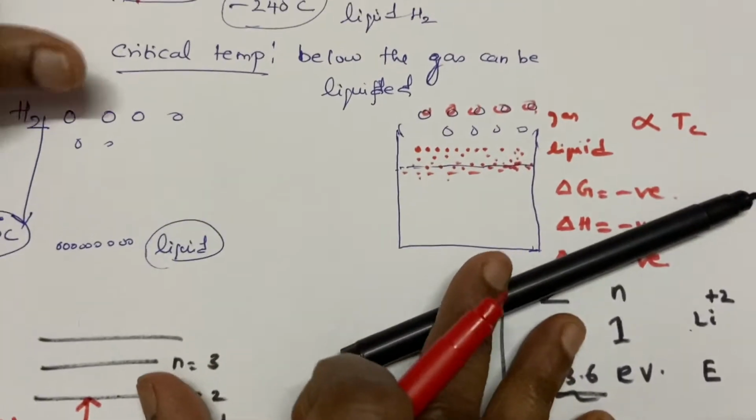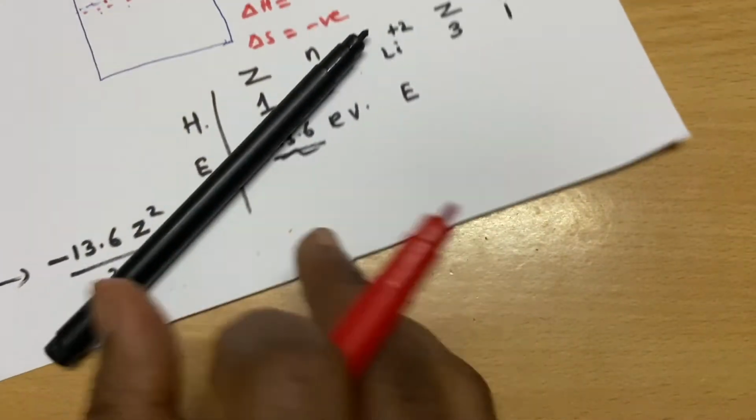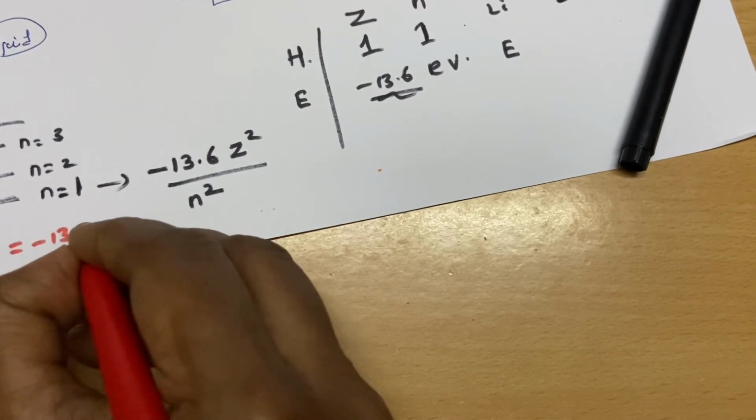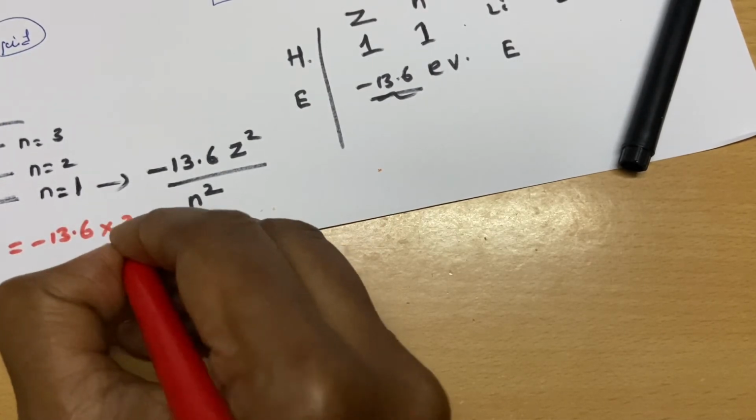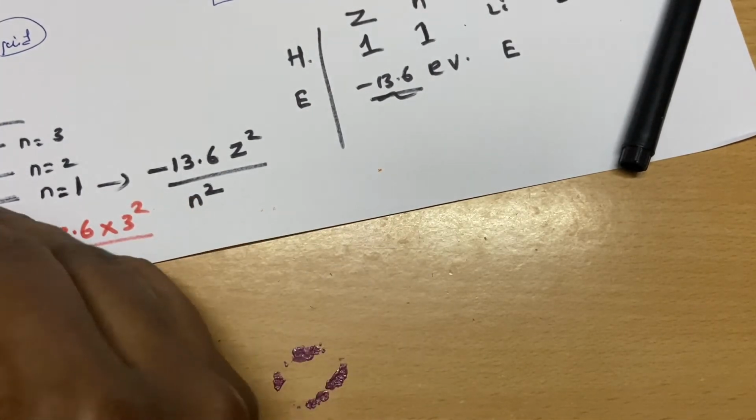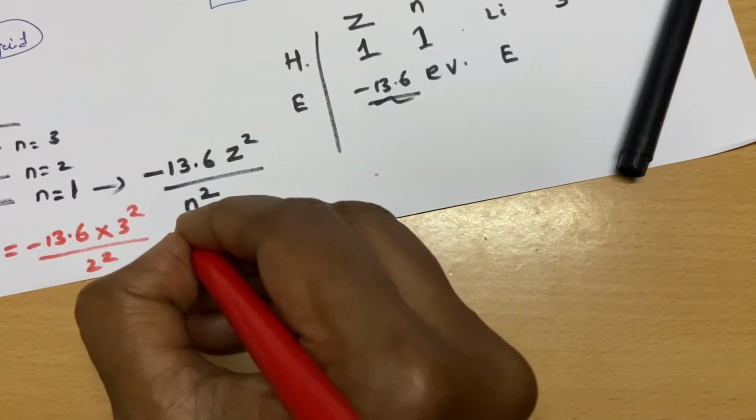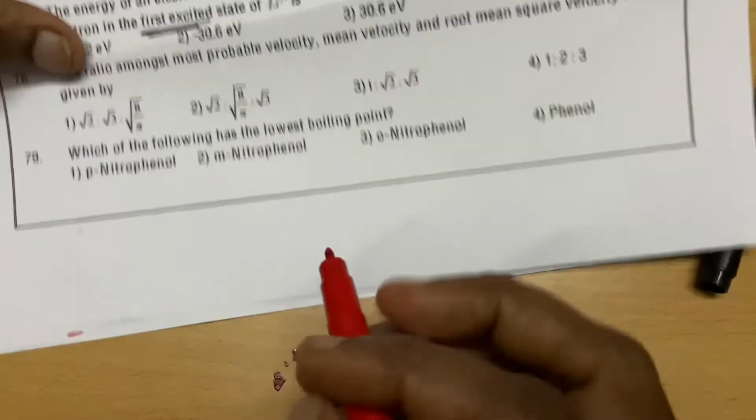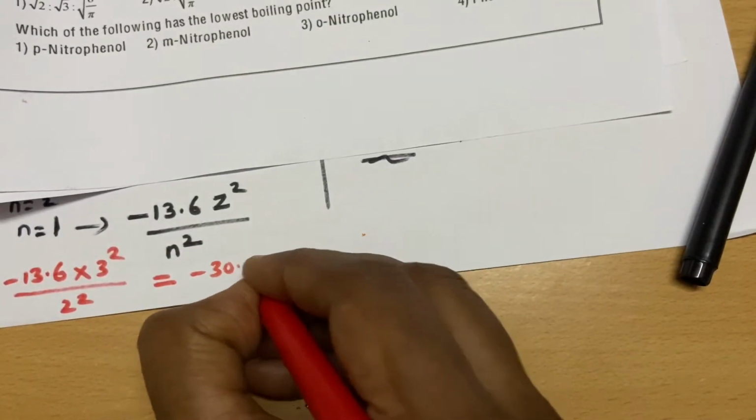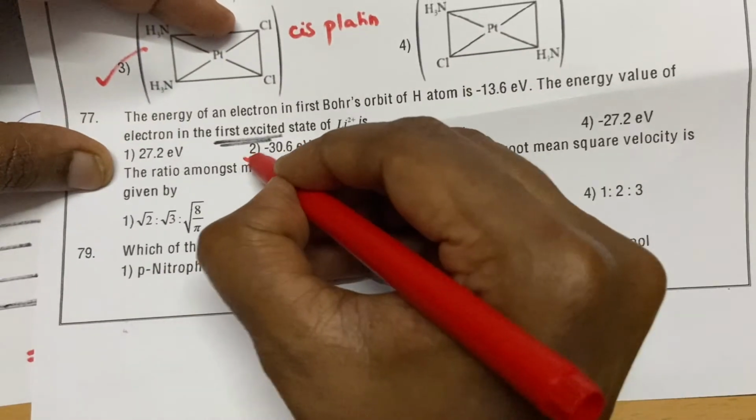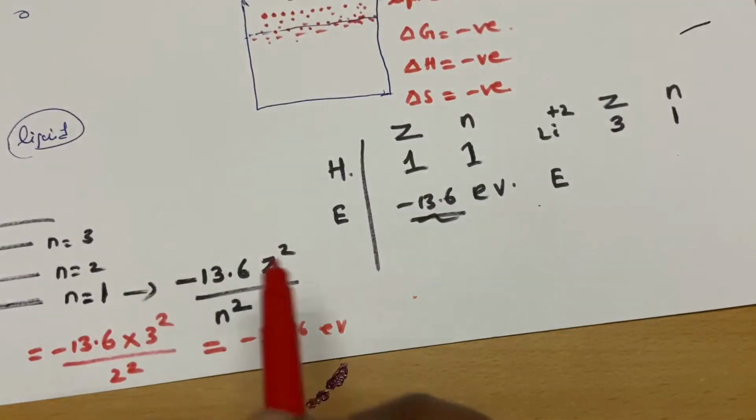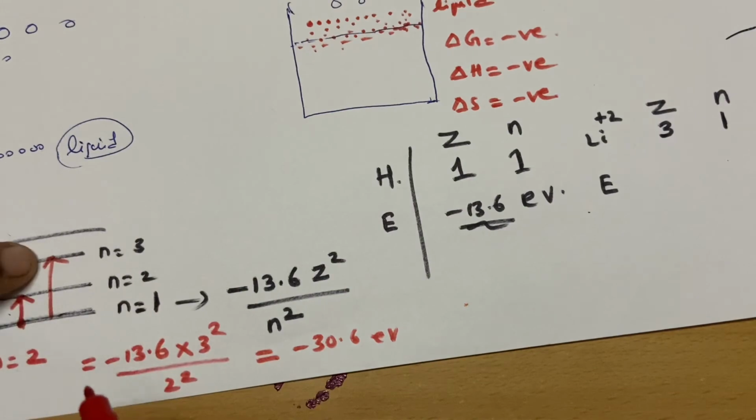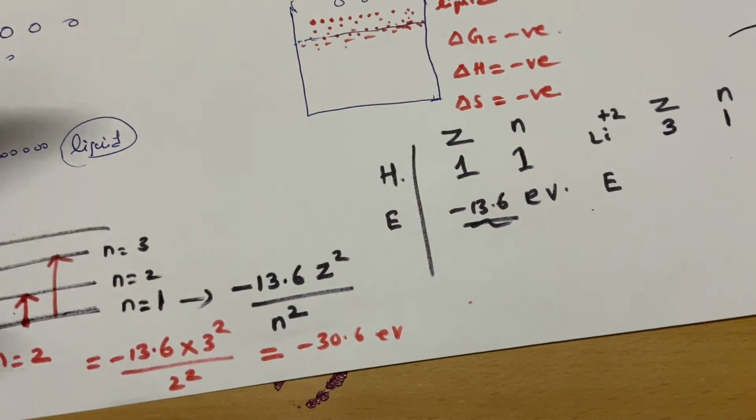To calculate this, substitute in this formula: minus 13.6, Z value is equal to 3 squared, n squared is equal to 2 squared. If you solve this, you will get minus 30.6 electron volt. So this is the answer. What is the second excited state if they ask? This is the second excited state, n is equal to 3. Like that you have to solve.